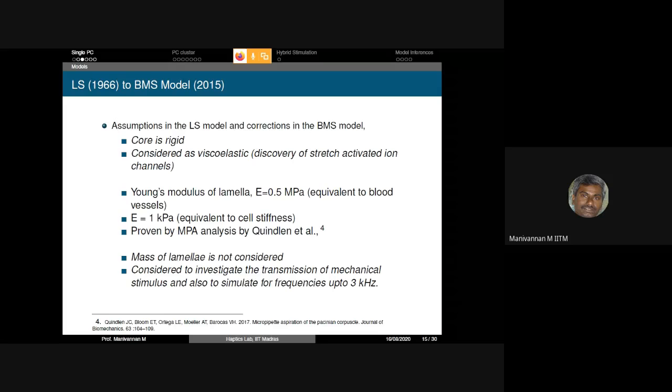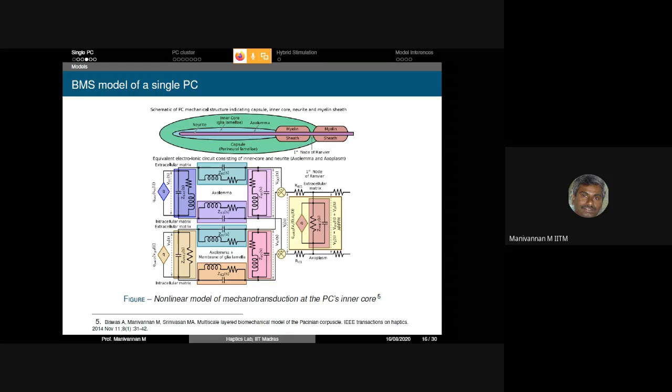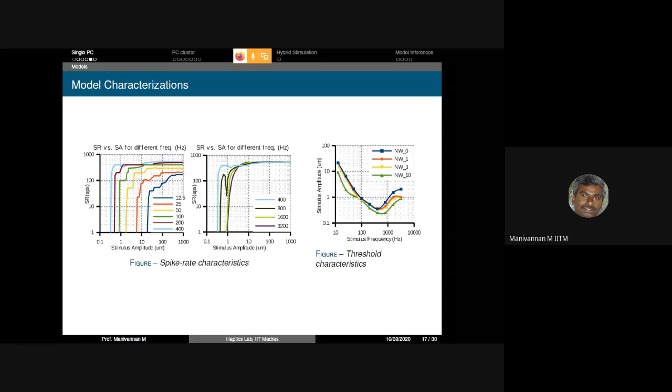This was the BMS model of a single PC. The top figure shows only the core. The green shell is the inner core, the blue one is the neurite, and the violet one is the neurite axonema, right? And then the pink ones on the right side are all the first Ranvier node. An equivalent electrical circuit has been created. And then using a simple integrate-and-fire model, we could generate all the spike rate, and the spike rate characteristics have been validated with experiments.